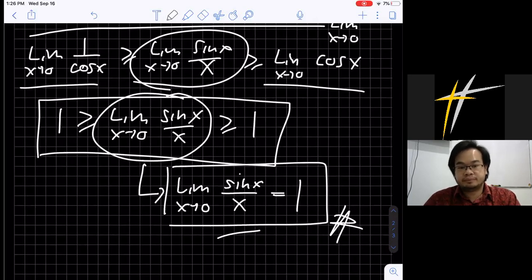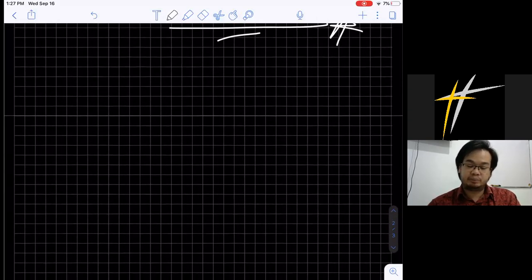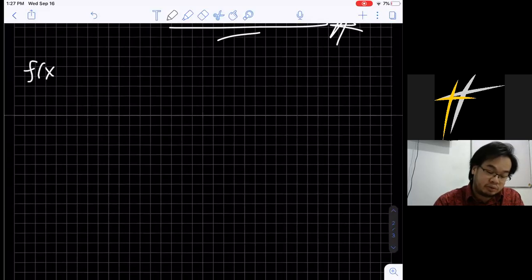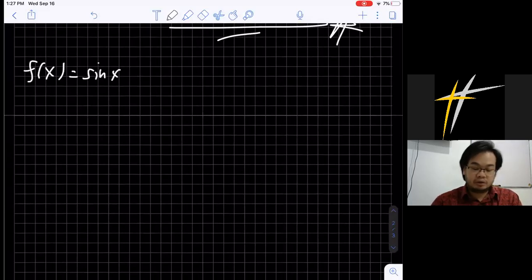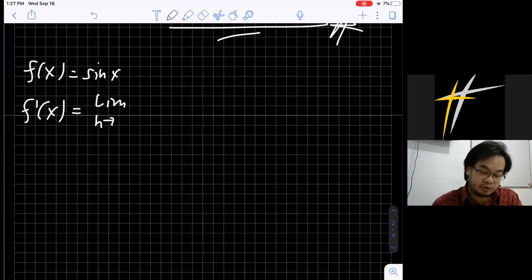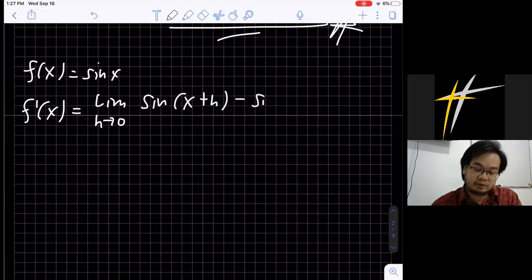Okay. So the limit of x approaching 0 of sine x over x is equal to 1. Now, why do I do this? Because this property is needed to find the derivative of sine x. Now let's get into the main purpose. Let's say that f(x) is equal to sine x. So the derivative f prime of x, based on the mathematical definition, is equal to the limit of h approaching 0 of sine(x plus h) minus sine x, over h.